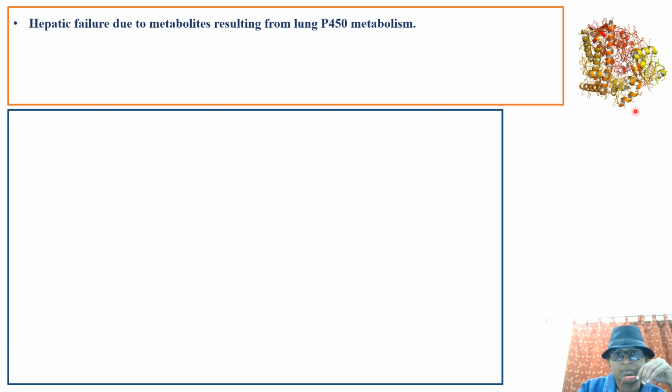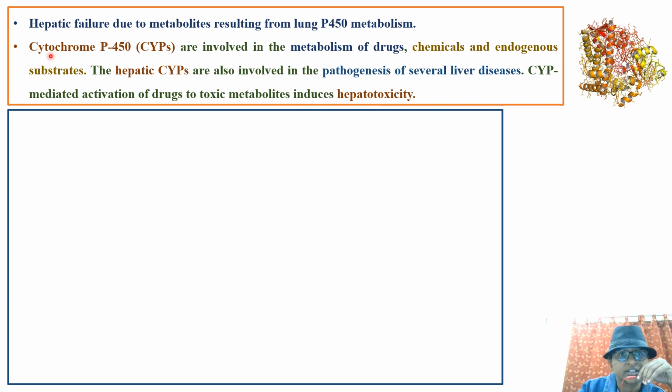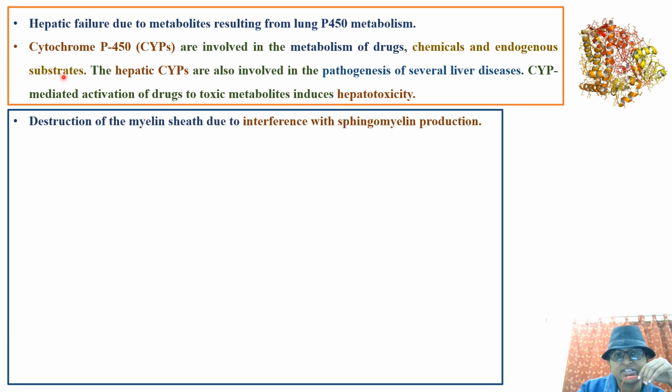So this is the typical P450 structure. Cytochrome P450s are involved in the metabolism of drugs, chemicals, and endogenous substrates. The hepatic CYPs are also involved in the pathogenesis of several liver diseases. CYP-mediated activation of drugs to toxic metabolites induces hepatotoxicity. Right? Destruction of myelin sheath due to interference with sphingomyelin production.